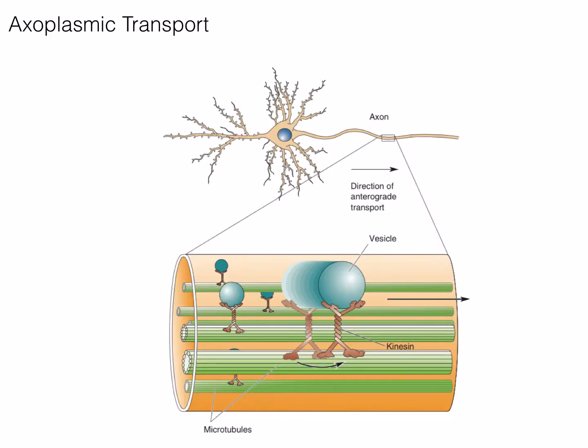Because the axon does not contain ribosomes, all protein must be synthesized in the soma. To reach the axon terminal, protein must be transported down a molecular highway composed of microtubules and specialized transport proteins, collectively known as axoplasmic transport.